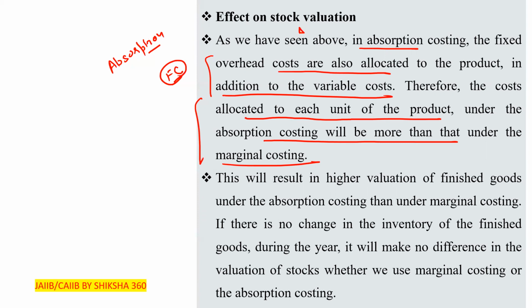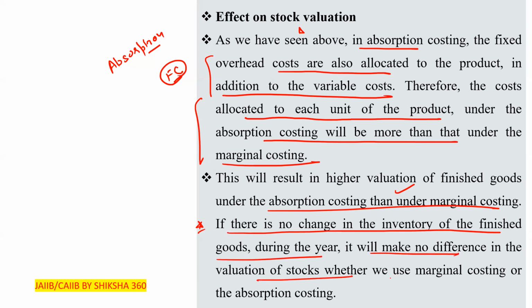So this will result in higher valuation of the finished goods under the absorption costing than that under the marginal costing. Further, if there is no change in the inventory of the finished goods during the year, it will make no difference in the valuation of stocks whether we use the marginal costing or the absorption costing.